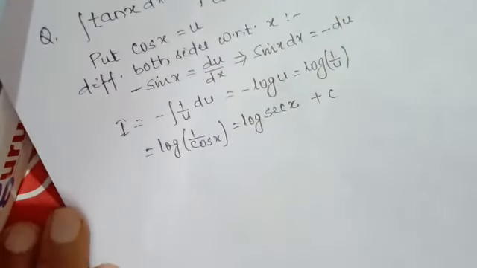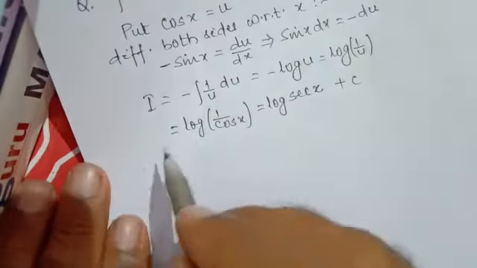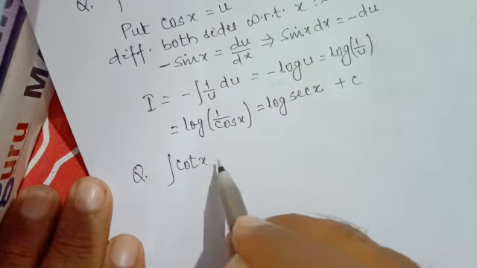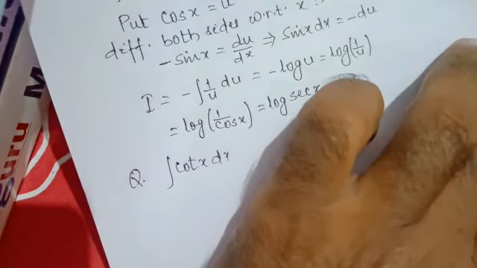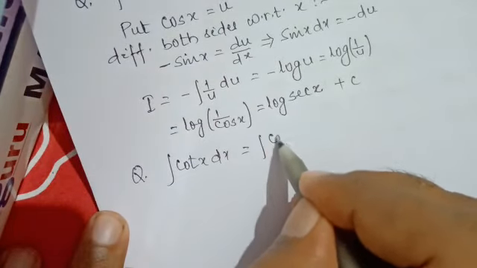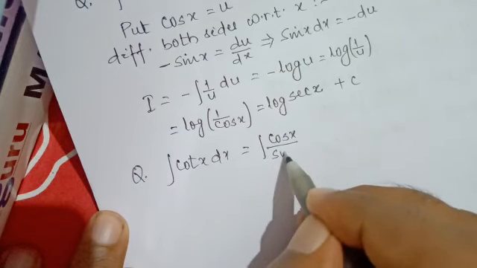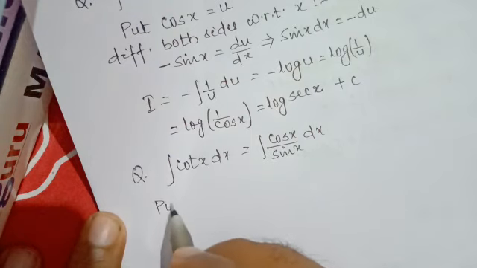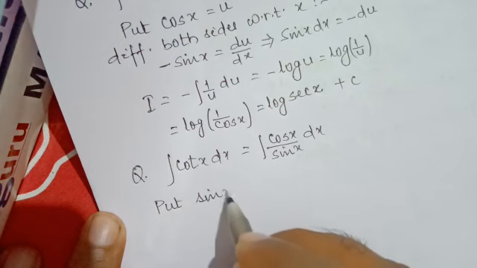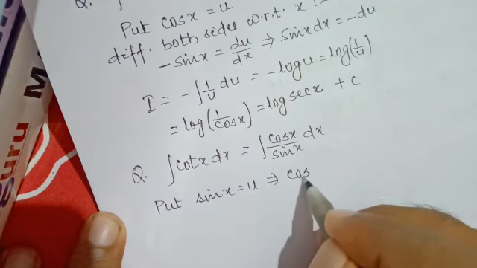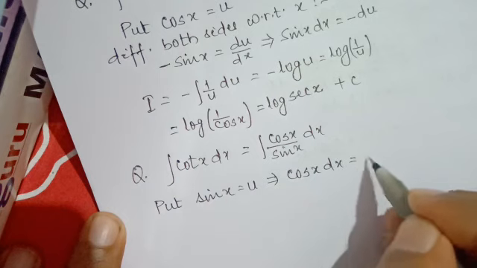See one more problem, that is again a simple problem. Integrate cot x. Earlier we have used this formula. See how we calculate it. Cot x is equal to cos x upon sin x dx. Again we apply the denominator as a substitution. So put sin x equal to u. Differentiate both sides. Then we have cos x dx written as du.